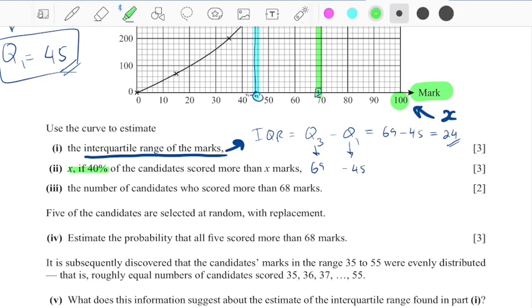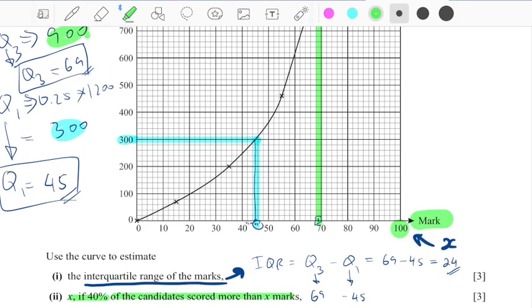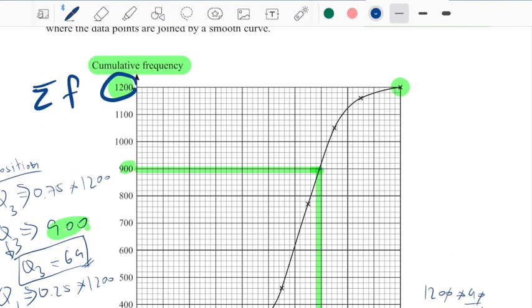If 40% of the candidates score more than X marks, what does that mean? I take 1,200 times 40%. So about 480 people score more than X. From the top here, I will subtract 480. So 1,200 minus 480 is 720.